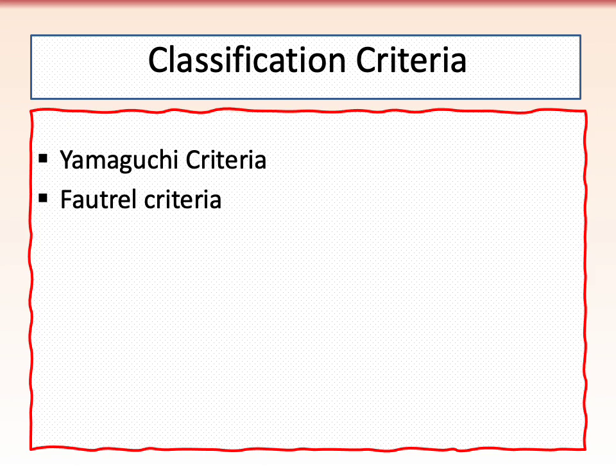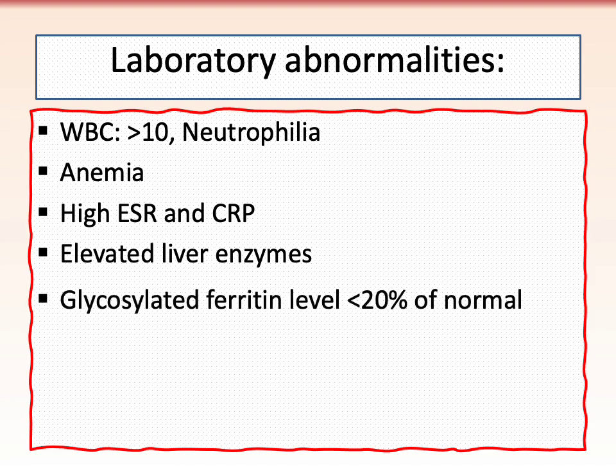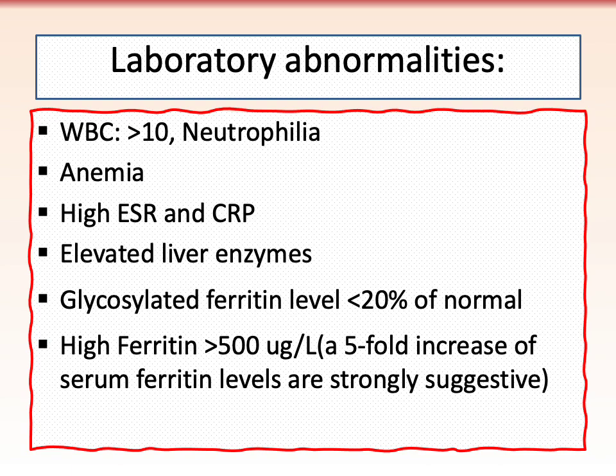Different classification criteria are used. The common ones are Yamaguchi criteria and Fautrel criteria. Yamaguchi criteria is most widely used due to its high sensitivity. Investigation of adult onset Still's disease will reveal that white cell count is at least more than 10,000 with predominant neutrophilia, anemia, raised inflammatory markers, elevated liver enzymes. Glycosylated ferritin level is less than 20% of normal, and ferritin is more than 500.